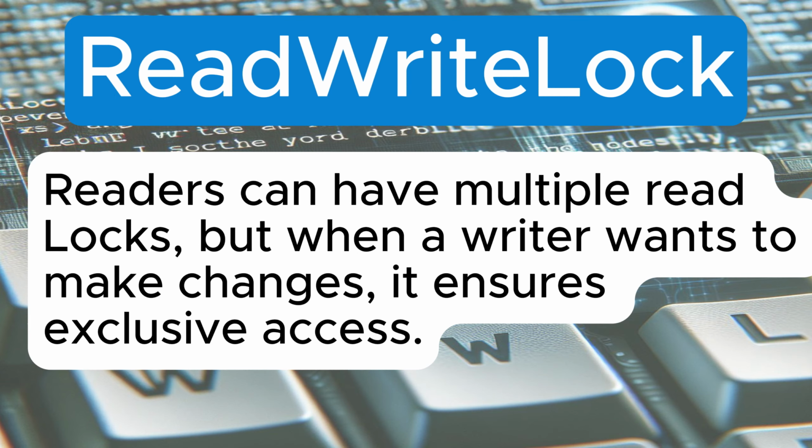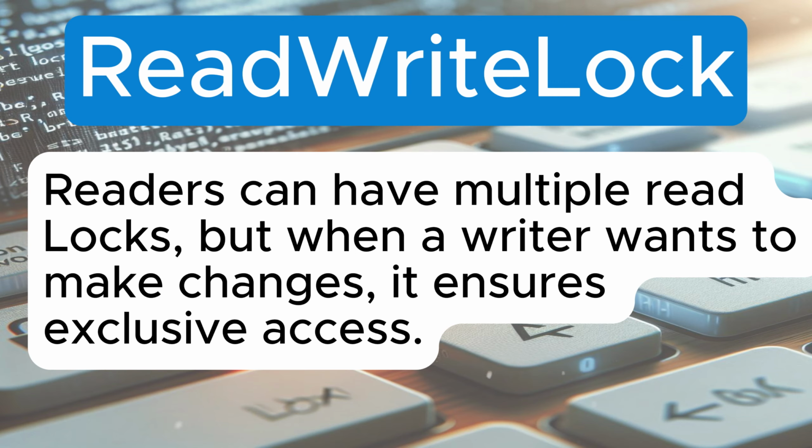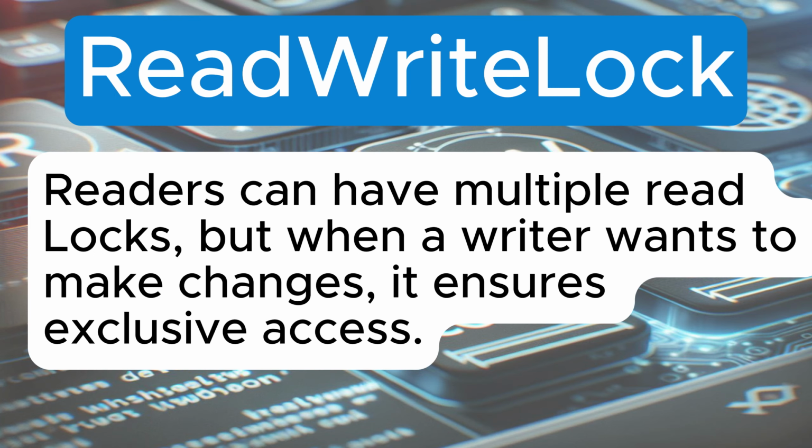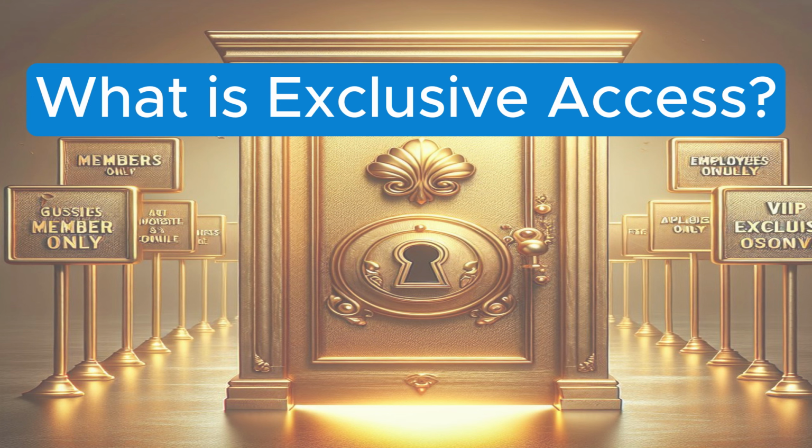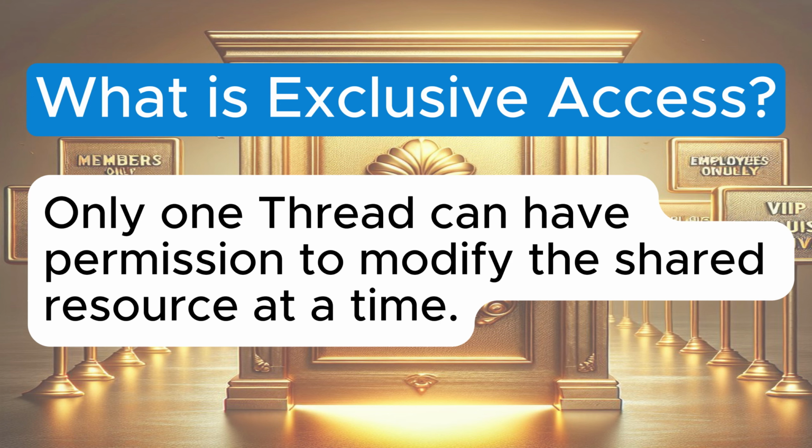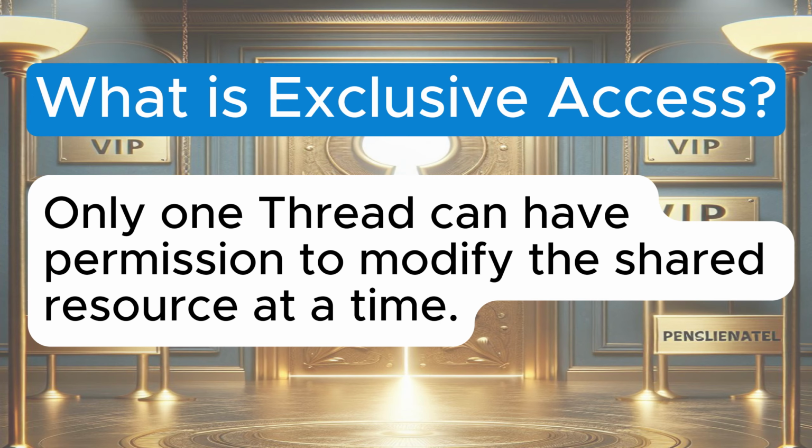Think of the library as your shared resource. Readers can happily read simultaneously. That means multiple reader threads can acquire that lock simultaneously. But when a writer wants to make a change, it ensures exclusive access. So what exactly is exclusive access? Exclusive access means that only one thread has permission to modify the shared resource at a time.